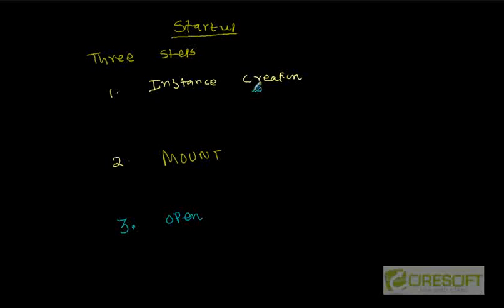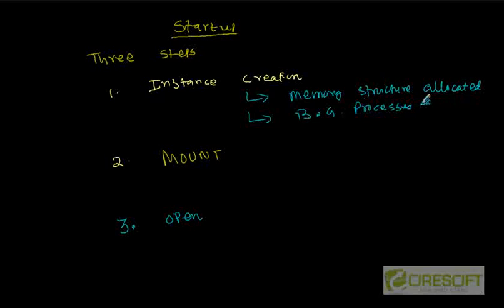In instance creation, Oracle reads the parameter file, and from that parameter file it finds out how much memory is allocated for the system global area, and then it allocates those memory structures. So in instance creation, the following things happen: the memory structures are allocated based on the size in the parameter file, and the background processes are created.